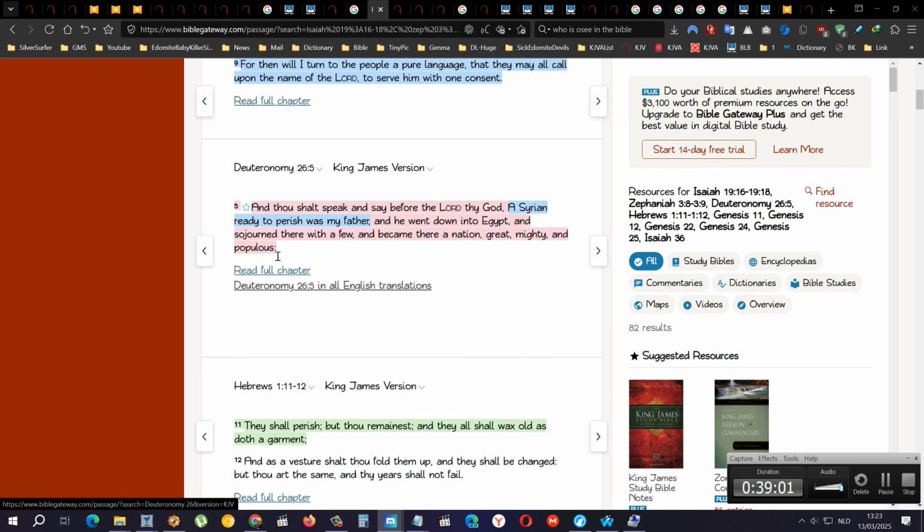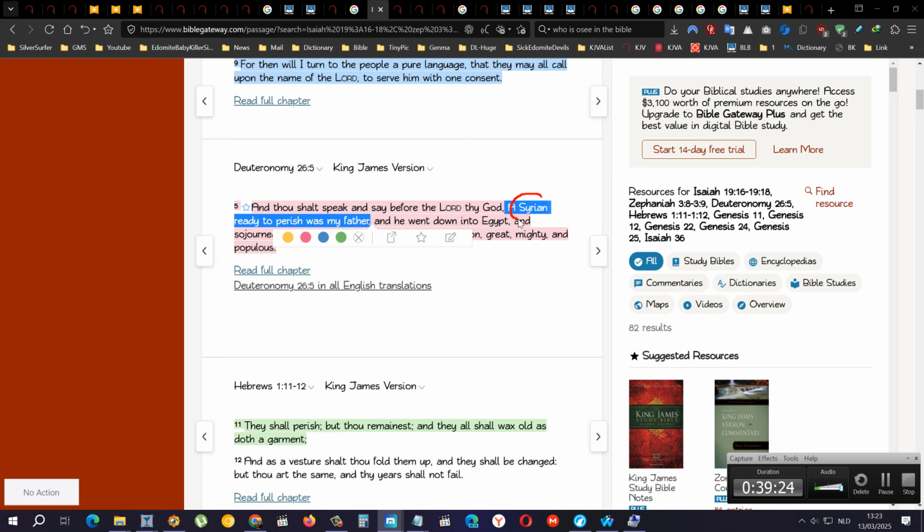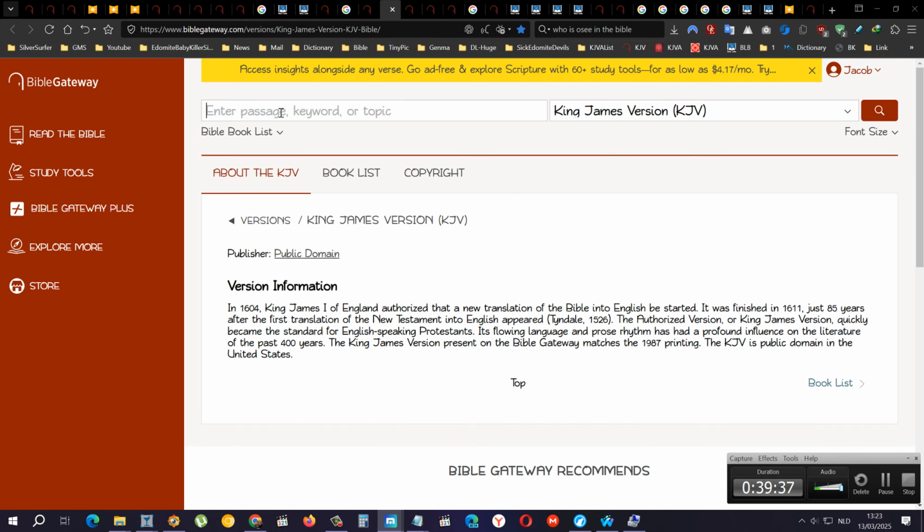So here it says, Deuteronomy 26:5, and thou shalt speak and say before Yahuah thy power, a Syrian ready to perish was my father. This is talking about the Israelites. Our forefather is a Syrian because he's from the land of Syria. He's not an actual descendant of the man named Aram, which this word is supposed to be. He's not from that bloodline. He's from those lands. And you can catch that here again in the scriptures.